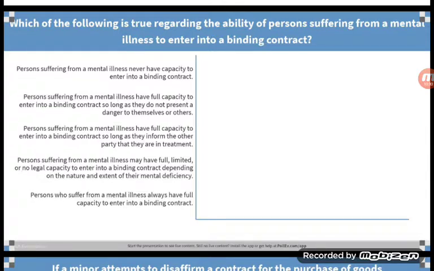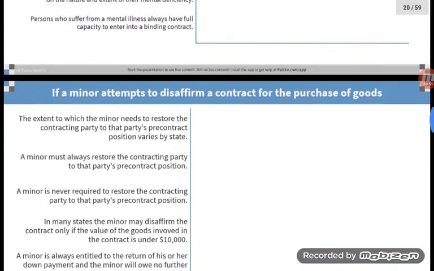Which of the following is true regarding the ability of persons suffering from mental illness to enter into a binding contract? I believe the answer is the fourth one here. Persons suffering from mental illness may have full, limited, or no legal capacity to enter into a binding contract depending on the nature and extent of their mental deficiency.